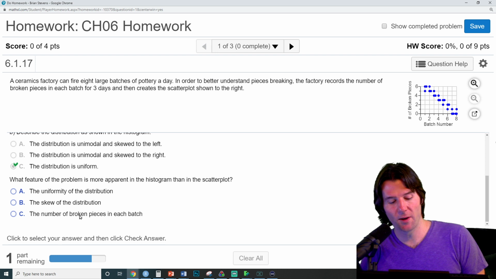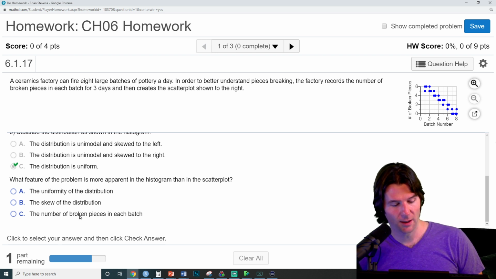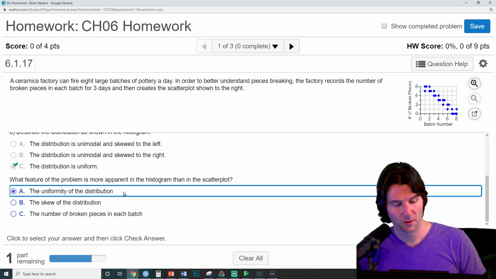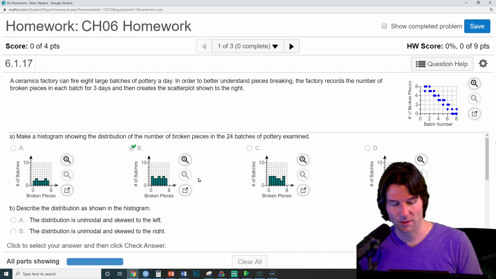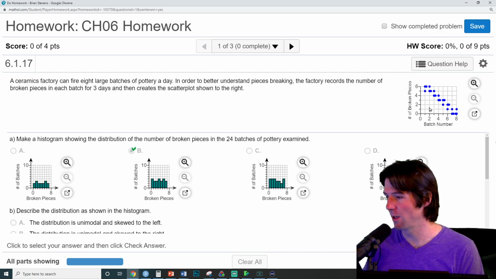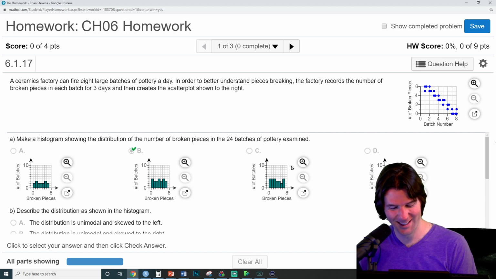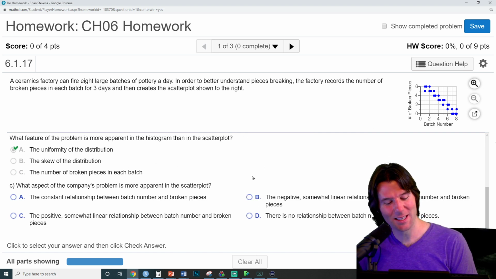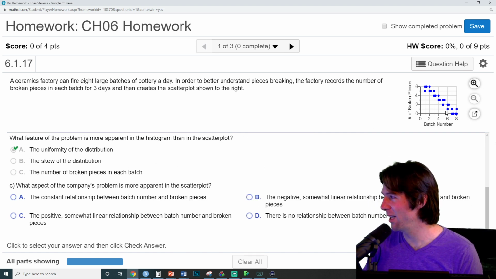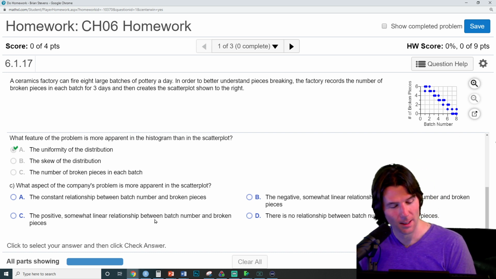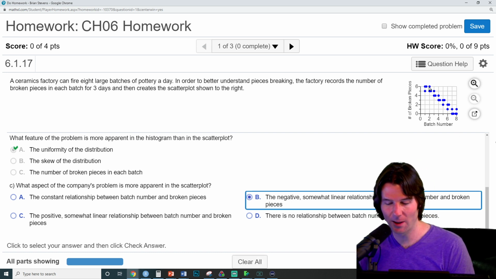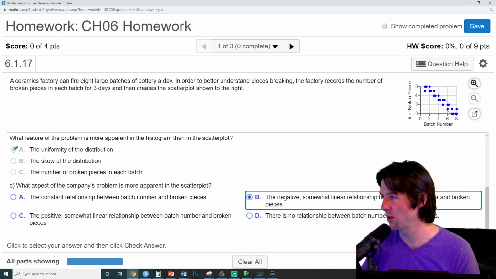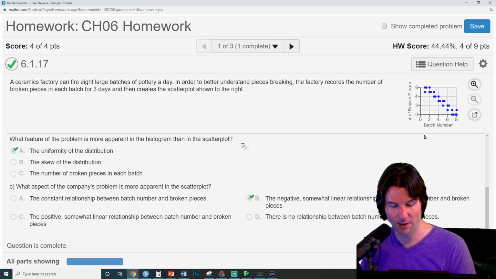What feature is most apparent in the histogram than the scatterplot? The uniformity of the distribution. That's what histograms show us. Sorry, because scatterplot's going to show us the bivariate relationship. See, I looked at the answer, I cheated. What aspects of the comparison is more apparent in the scatterplot? They've got this negative correlation. So the negative, somewhat linear. It's very linear. That's a really strong linear. So we got it. I think that's done the question.